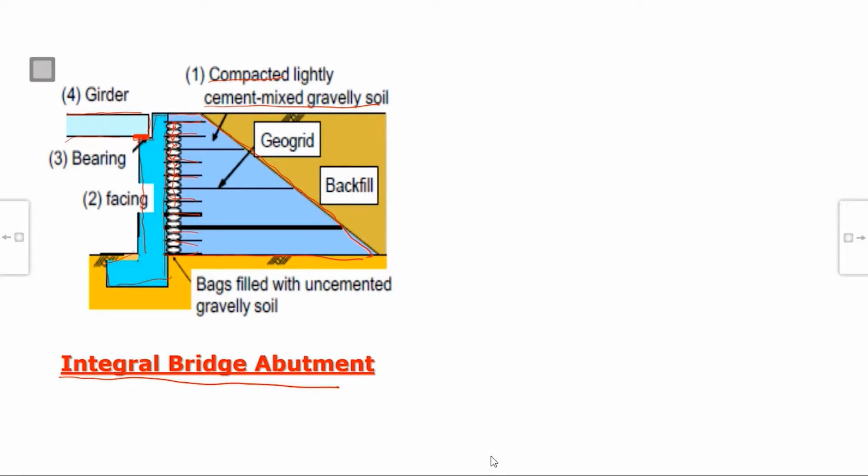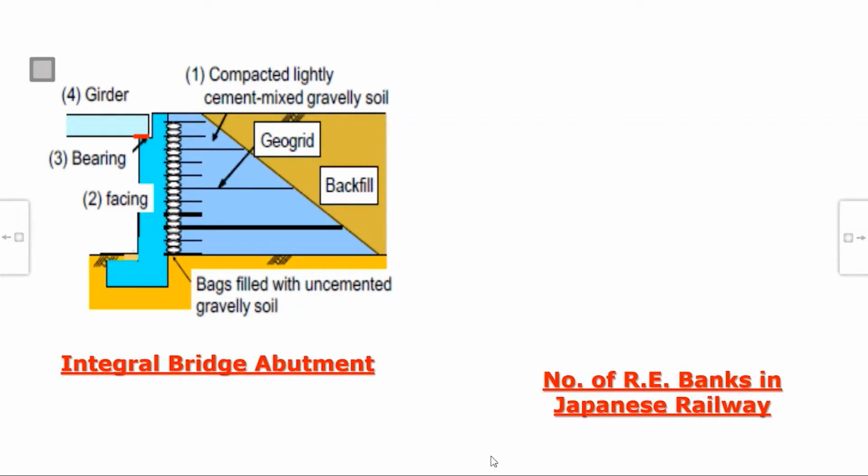In this triangular wedge, on every third or second layer, the reinforcement goes up to this triangular edge. Otherwise, this is the reinforced length. So this is how, in general, their design of RE abutment is.